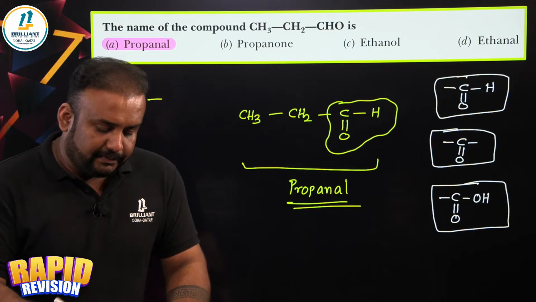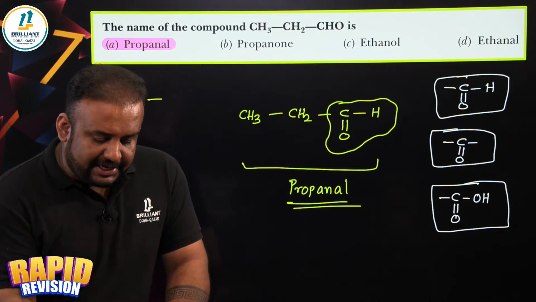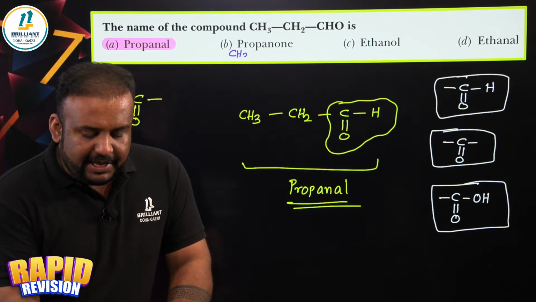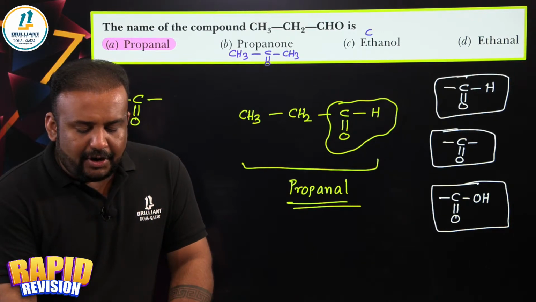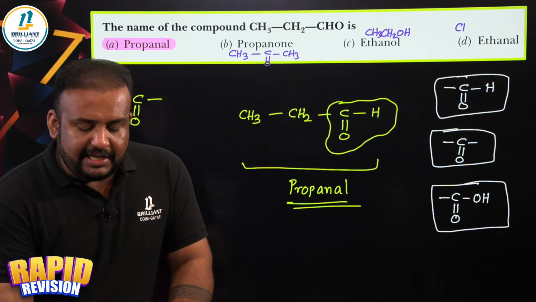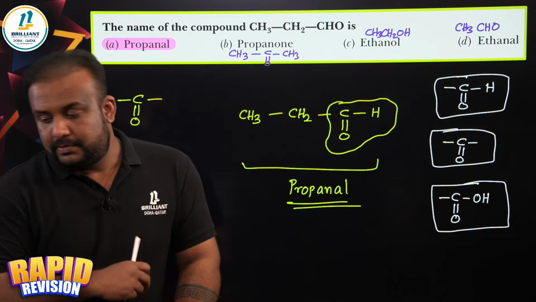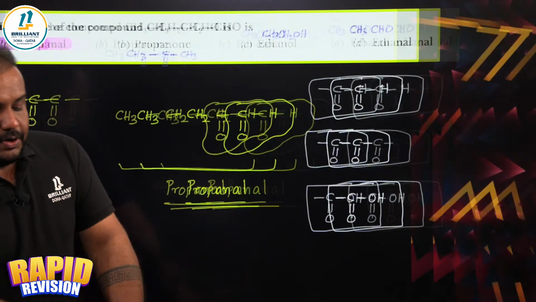Right. Let me just quickly write the structures of other compounds here. Here, propanone. Propanone is CH3, C double bond O, CH3. Ethanol is CH3, CH2, OH. And ethanal is CH3, CHO. Right. Let's go to the next.